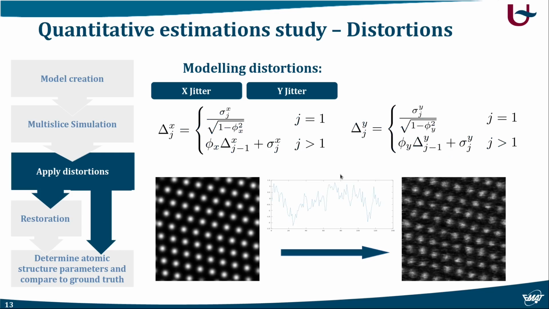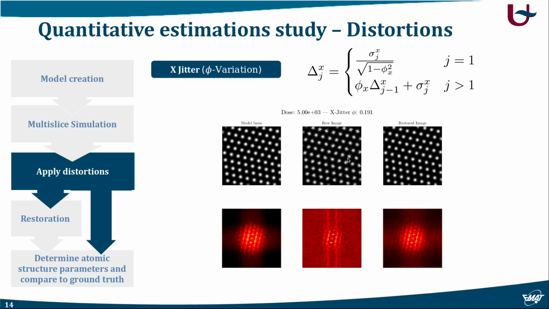So in the center here you basically see such a generated profile, and you would then shift each scan line in this image corresponding to this offset in this profile, and then you would get a distorted image like you see here on the right. And the impact these different parameters have, I can show you in a little simulation here. So on the left side you see the basis model. In the center you see the raw image, distorted. On the right hand side the restored version of it.